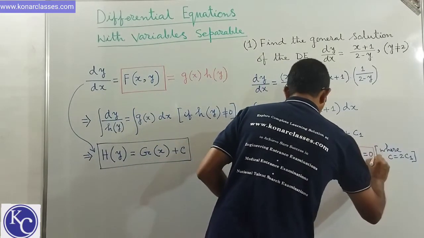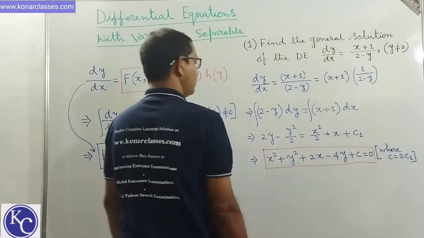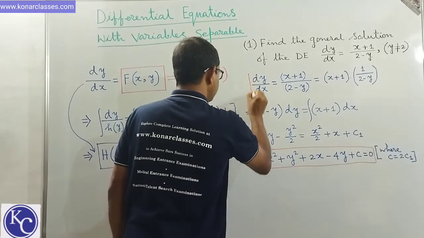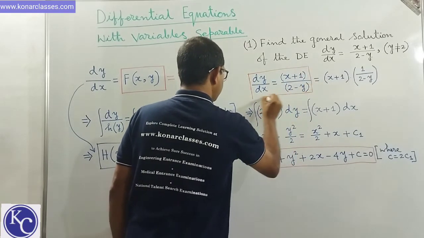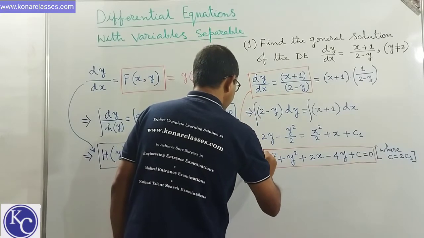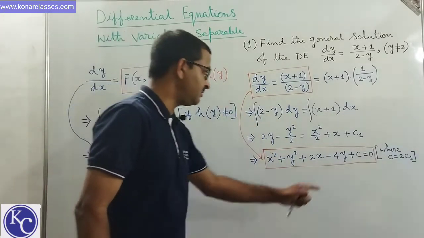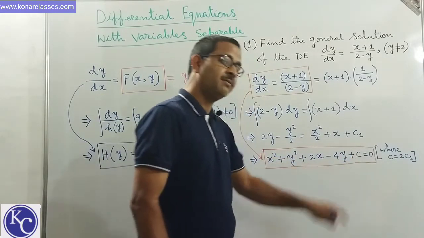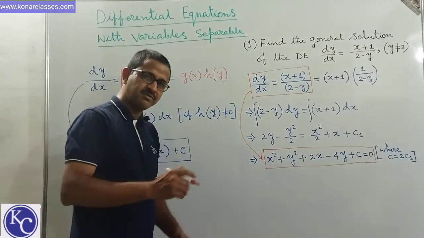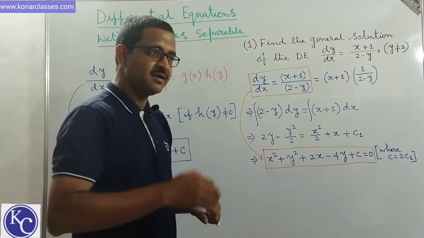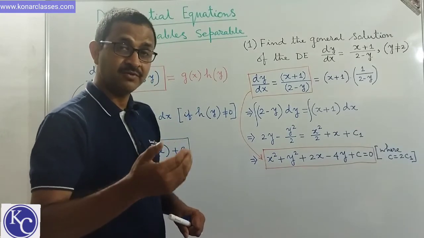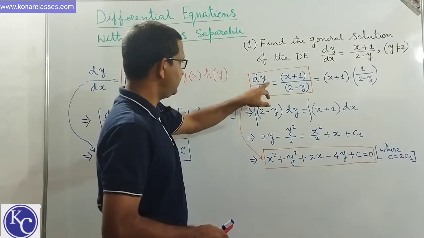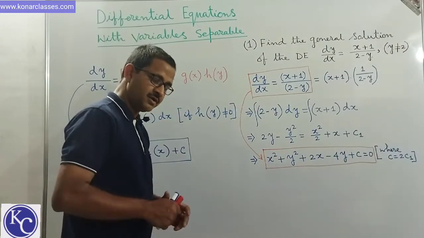x² + y² + 2x - 4y + c = 0 is a general solution of the given differential equation dy/dx = (x + 1)/(2 - y). Why general solution? Because it has an arbitrary constant c. If we apply a specific value of c, then it will become a particular solution. In one of our previous sessions, when I was explaining how to form a differential equation from a particular solution, I used a specific value of c and we obtained this differential equation. You can refer to that session.